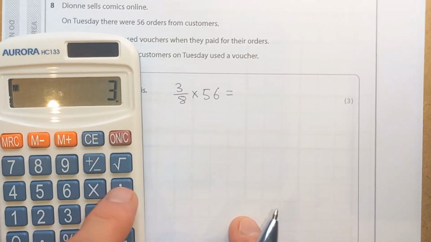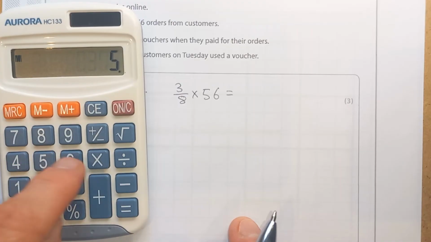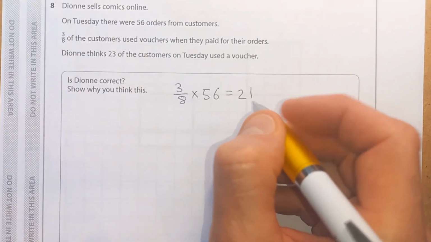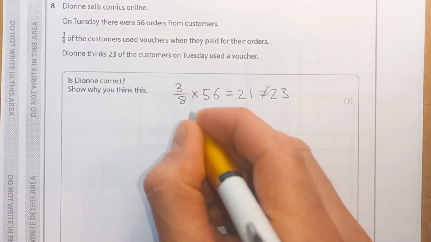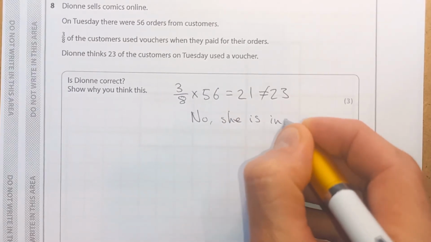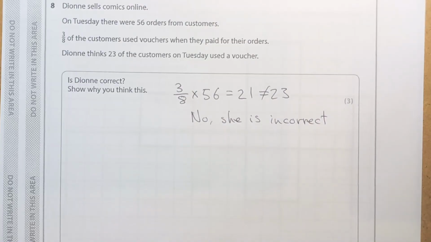So we're going to 3 divided by 8 times 56. 21. Well, that's not equal to 23, so is Dion correct? No. She is incorrect.